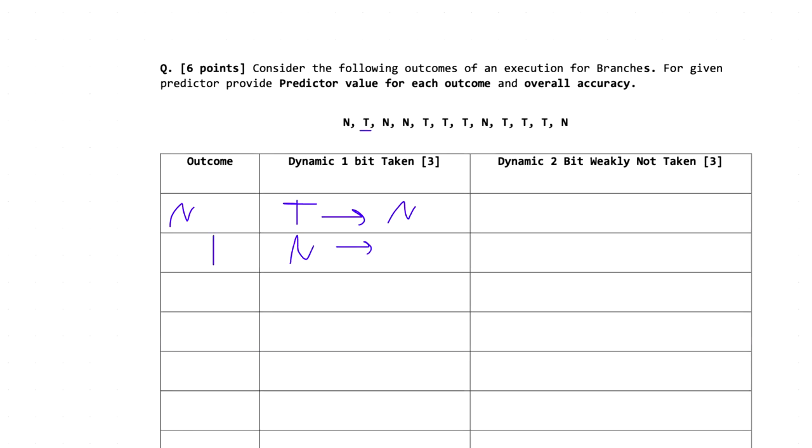Let me just cross these off as I go along. Okay, now I'm wrong. I switch to taken. I start out at taken. My outcome is not taken. I'm wrong. I go to not taken. Now I have not taken. I'm correct. I stay at not taken. I have not taken.